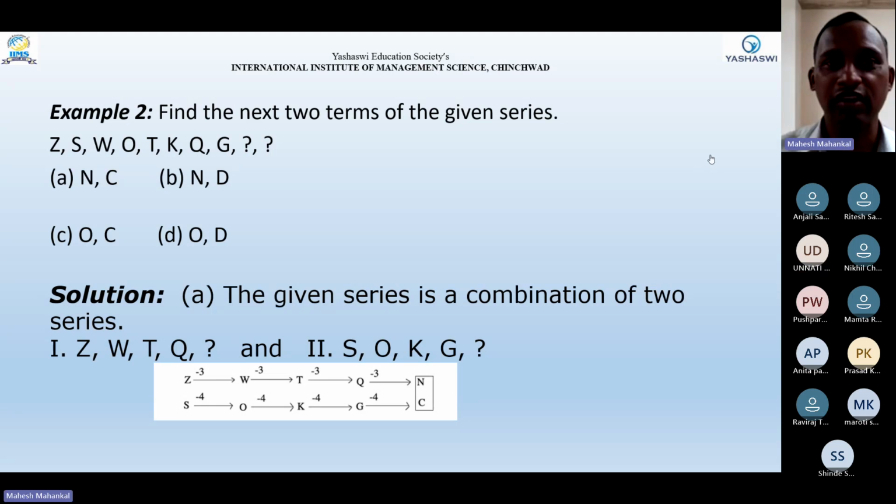It's reasoning. We have to draw an inference, or draw some conclusion from the statements. Suppose, again I will tell you one example. A and B are best friends. A and B are best friends. C is a best friend of A.